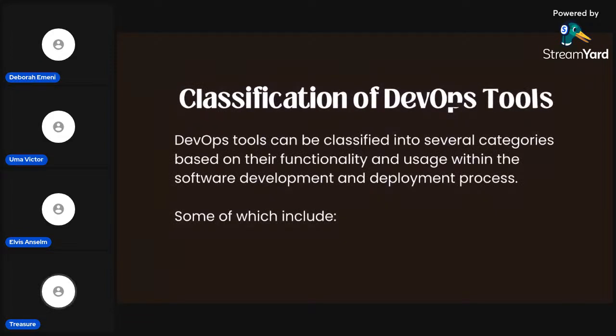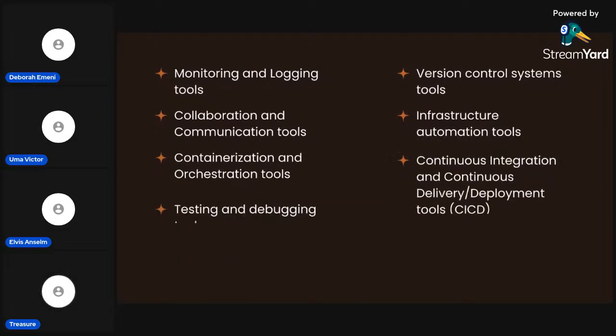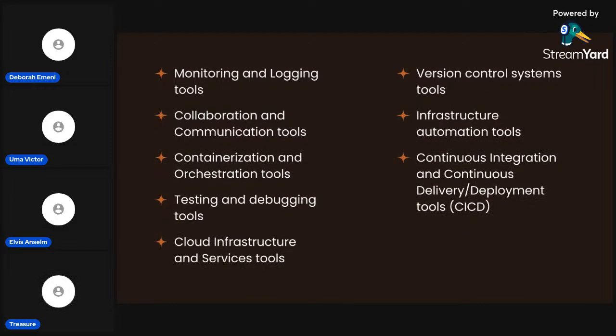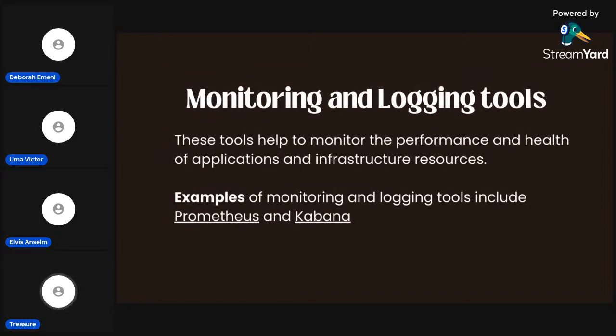Then these tools can be classified into several categories, one of which includes the monitoring and logging tools, the collaboration tools, the containerization and orchestration tools, the testing tools, the cloud infrastructure and service tools, the version control tools, the infrastructure and automation tools, and the CI/CD tools. So we'll be discussing each of these tools one after the other. The first tool on our list is the monitoring and logging tool.